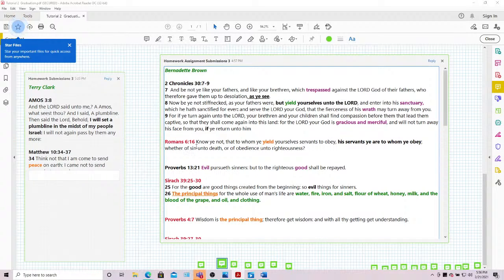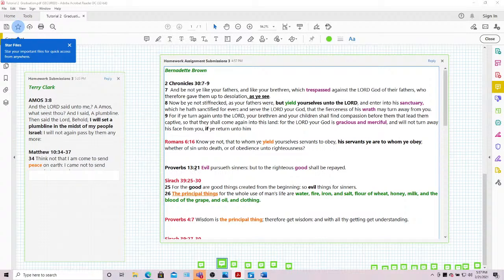So Romans 6:16, know ye not that to whom you yield yourselves servants to obey, his servants ye are to whom you obey, whether of sin unto death or of obedience unto righteousness. And we got to yield ourselves unto the Lord in obedience and righteousness. And the reason why, when you go further through verse 8, is that the fierceness of his wrath may turn away from you, because his grace and mercy is to those, his saints, that are keeping his commandments.